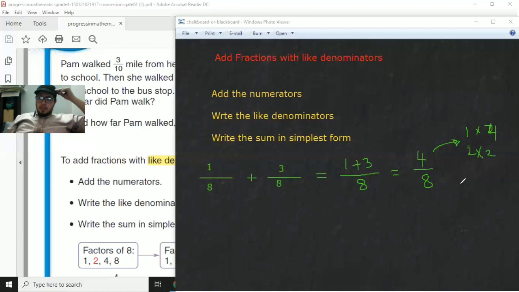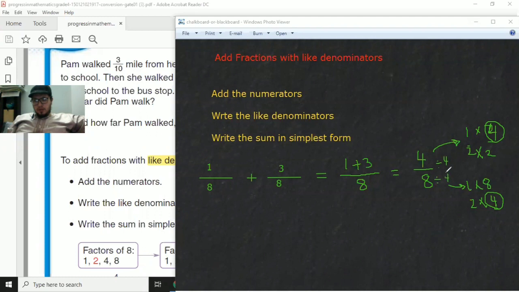What about 8? 8 is 1 times 8 and 2 times 4. So the greatest common factor of 4 and 8 here is 4. So I have to divide by 4 here, and also divide by 4 here. So 4 divided by 4 will be 1, and 8 divided by 4 will be 2. So 1 over 8 plus 3 over 8 equals 1 over 2.